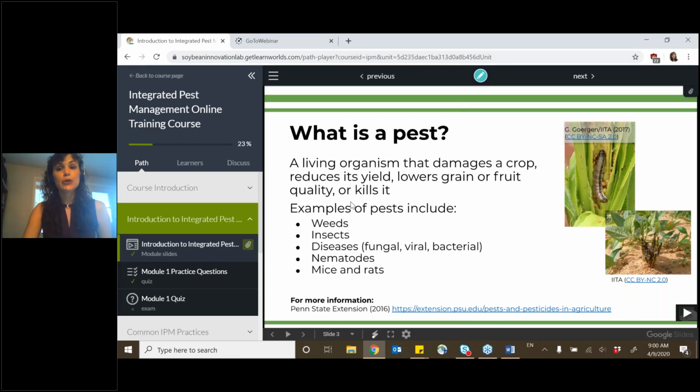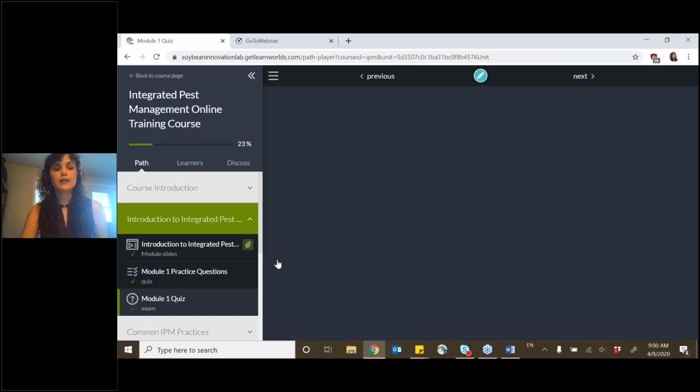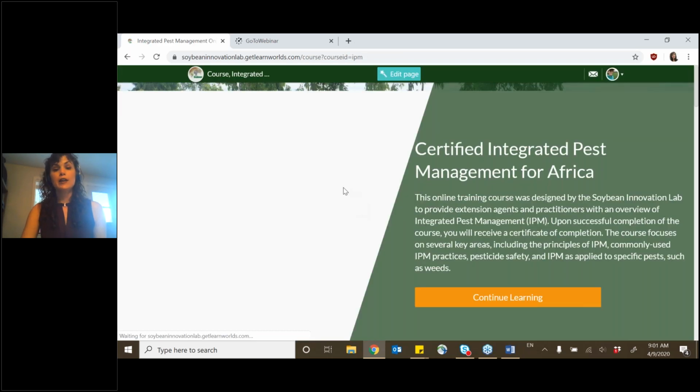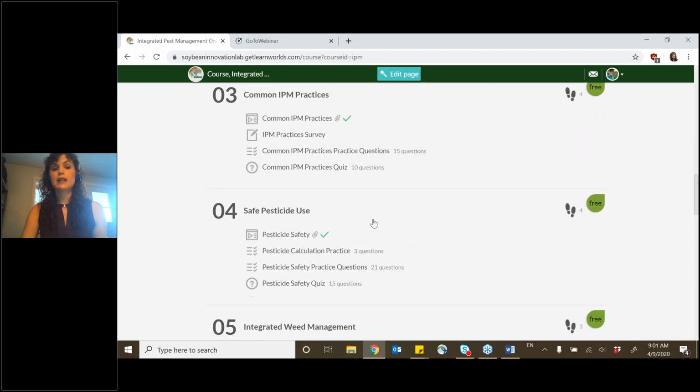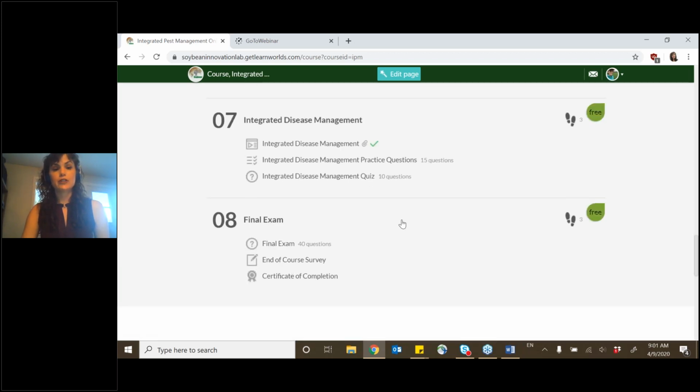And then once you work through the course materials, through the module, you can move on to practice questions. So this will give you an idea of what kind of questions will actually be presented on the quiz, and then the quiz is presented here. So you work through the quiz. If you receive at least an 80% on the quiz and on all of the other quizzes, and an 85% on the final assessment here, then you'll receive your certificate of completion.